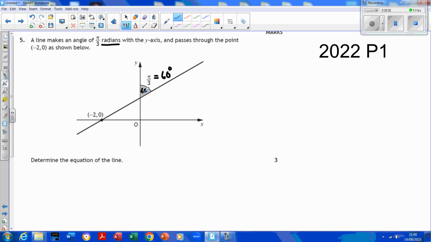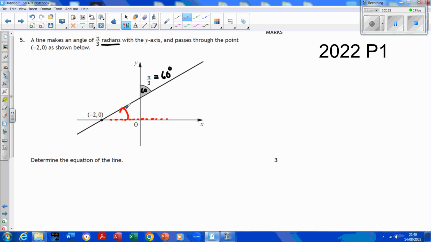Now, we want to find the equation of the line. I need to get the gradient. So there's the line there. To get the gradient, I'm going to look at the x-axis. There's the x-axis there. And I want to find the angle between the x-axis and the actual straight line. So it's that angle in there I want to know.